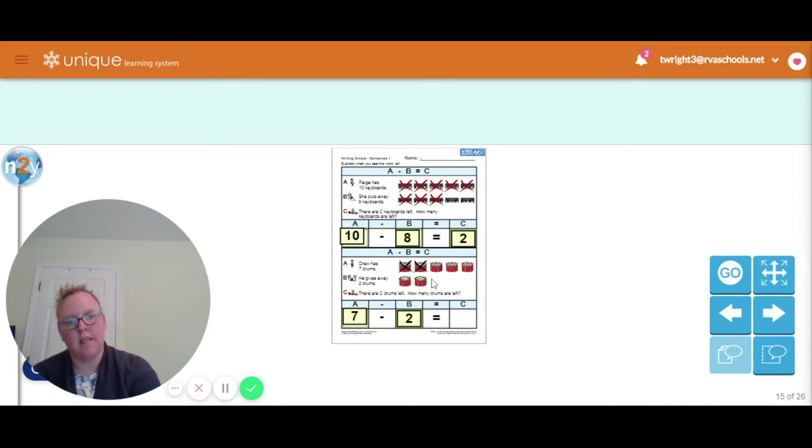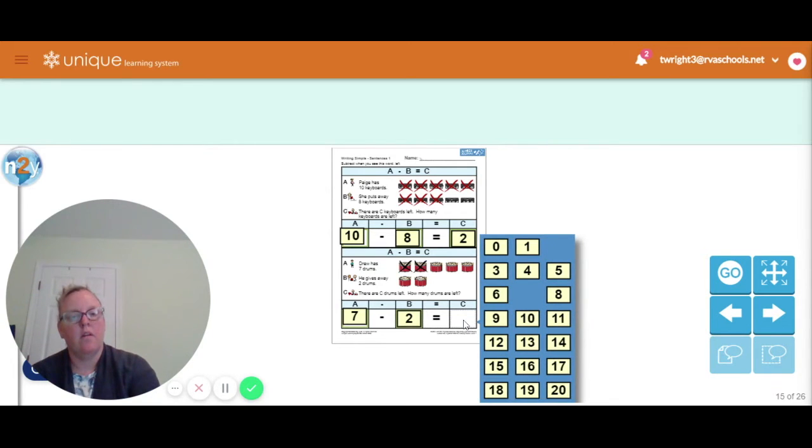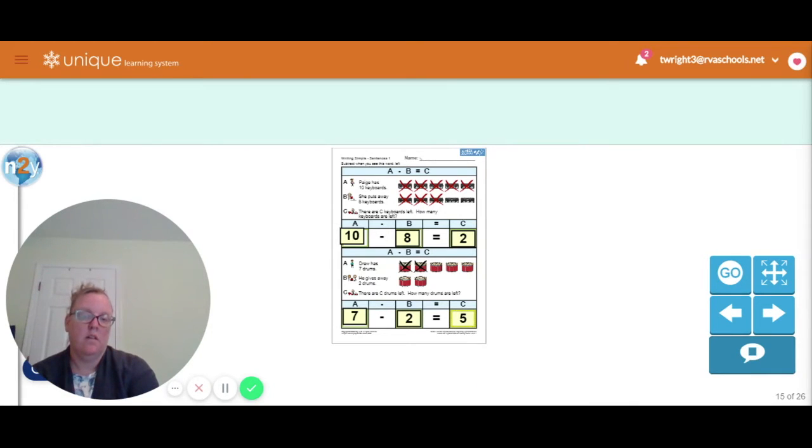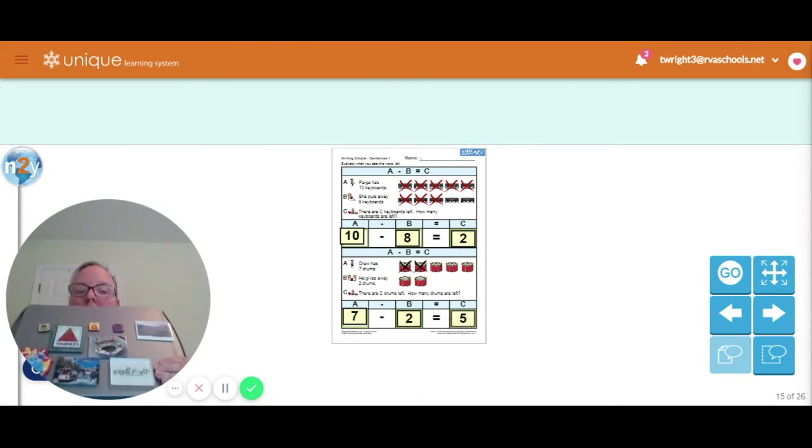Equals. Let's see. Let's count how many. After he crossed off 2, how many are left? 1, 2, 3, 4, 5. So who can touch the number 5? If you touch this number, that's the 5. 5. 7 minus 2 equals 5. Nice job, everyone. And then again, you can do it with your magnets.